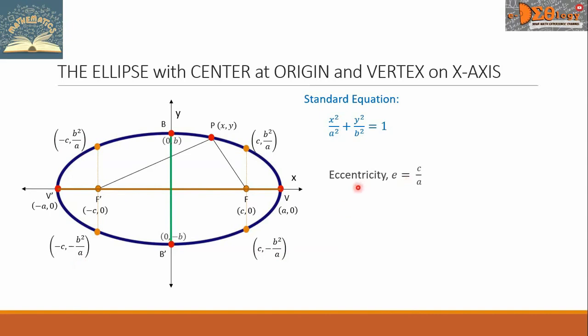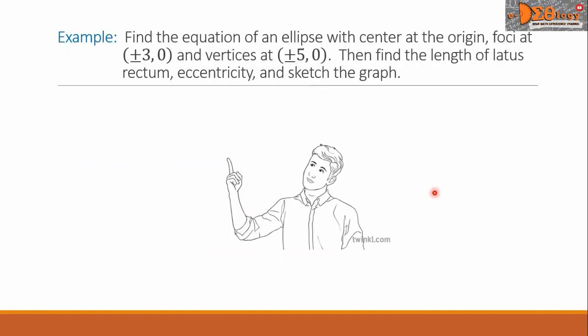For the eccentricity denoted by e, this is equal to c over a. Let us see this example. Find the equation of an ellipse with center at the origin, foci at (positive or negative 3, 0), and vertices at (positive and negative 5, 0). Then find the length of the latus rectum, the eccentricity, and sketch the graph.